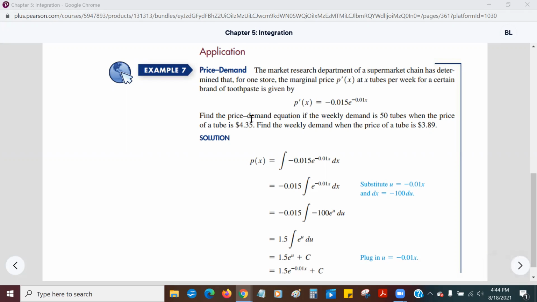So basically, you have this whole fancy thing here, but it all boils down to that. Now to the next part. We're going to substitute 50 for x and 435 for p of x, and we're going to use that to solve for c. And once we've solved for c, we're going to use that to get this last question of what's the demand when the price is $3.89. But one thing at a time.